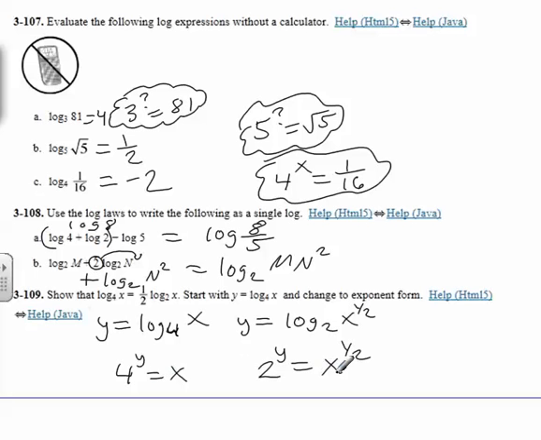Okay, now my goal is to show that these are equivalent. So if I make this the same base, I get 2 squared to the y power equals x. And on this one, since this is raised to the 1/2 power, I could raise both of these to the power of 2. And that would be 2 to the 2y equals x, since 1/2 times 2 makes 1. So x to the power of 1 is just plain old x. And now they're exactly identical. That was a kind of tricky one.